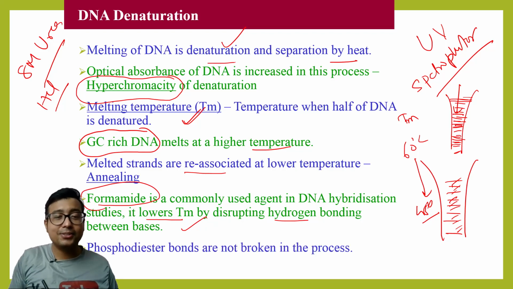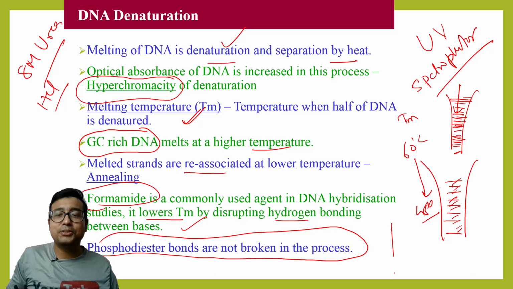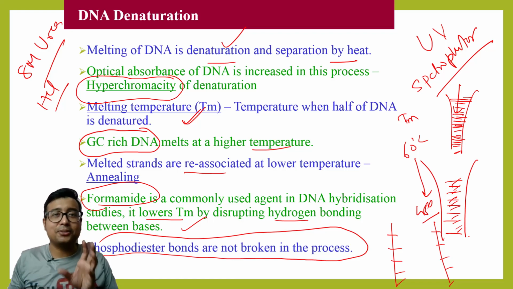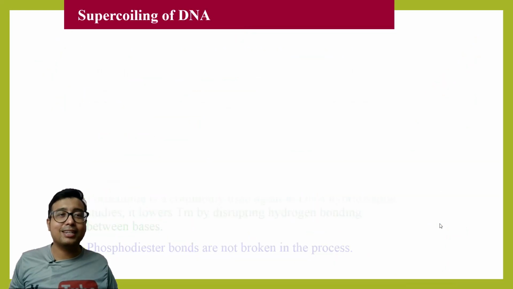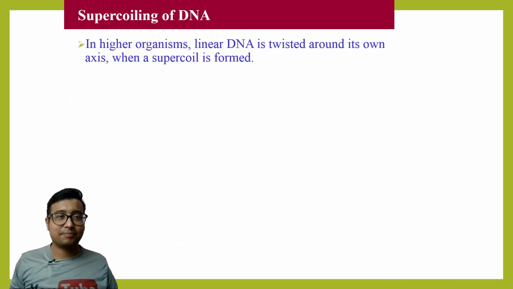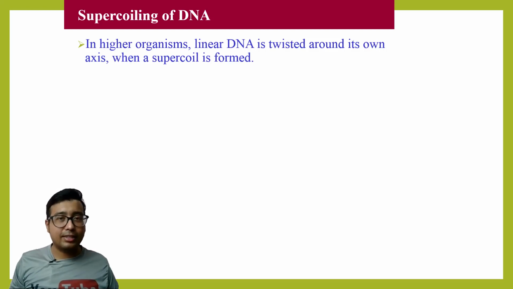And as I told you, the covalent bonds, that is phosphodiester bonds, are not broken. So even if these 2 strands become separate, the individual bases will not become isolated nucleotides. So this polynucleotide chain will be maintained because the phosphodiester bond is not broken in the process, right? So what is supercoiling of DNA?